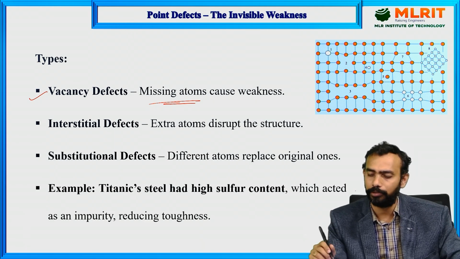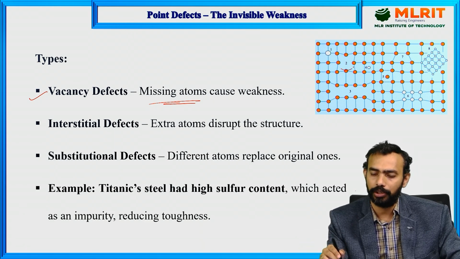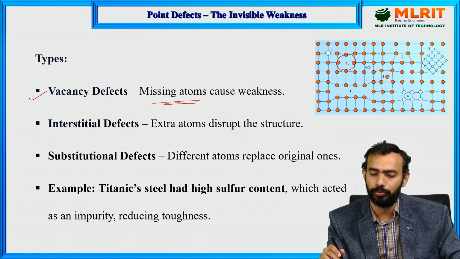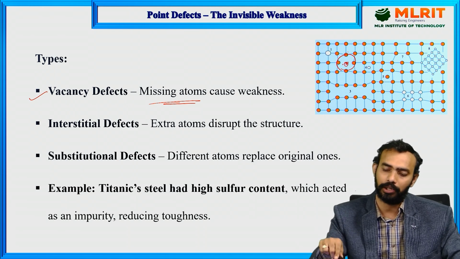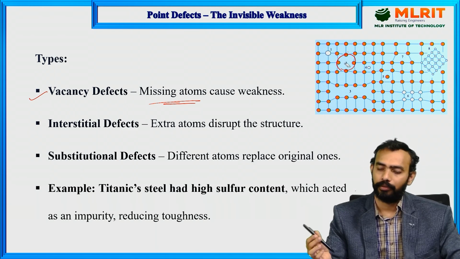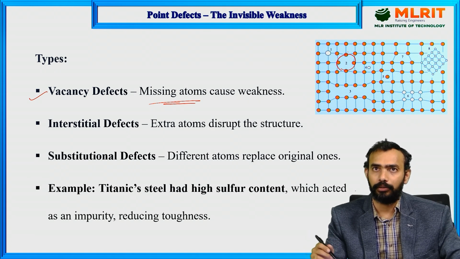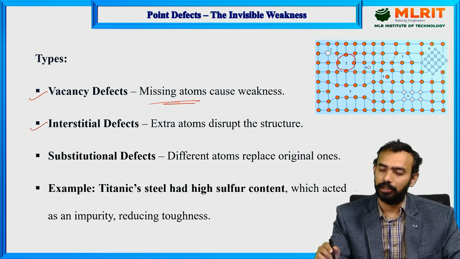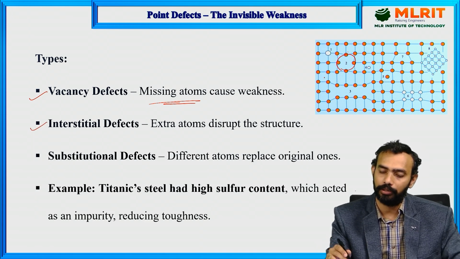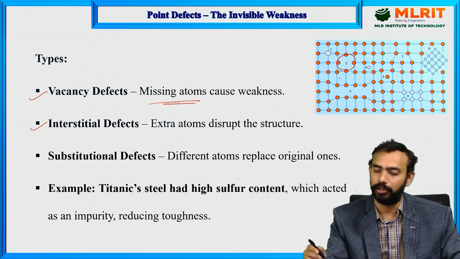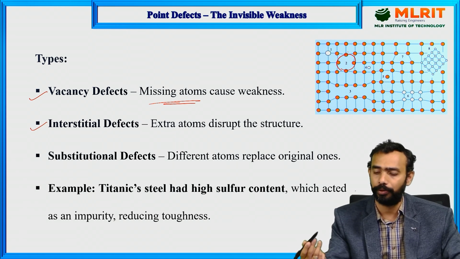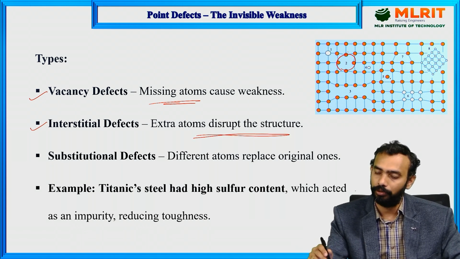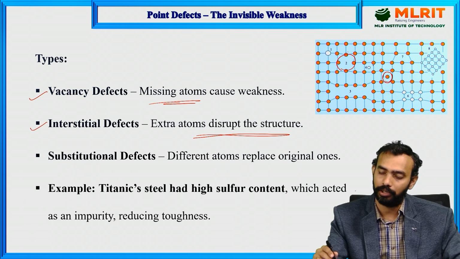If you closely look at this image, you see here the second defect. This is the regular arrangement of atoms, but in this case, one atom is missing. So that is basically a vacancy here. Then interstitial defects. Interstitial means in between the regular arrangement of atoms, if we see an extra atom situated, that is called an interstitial defect. So the extra atom disrupts the structure. If you look closely, this is one interstitial and this is also another interstitial.